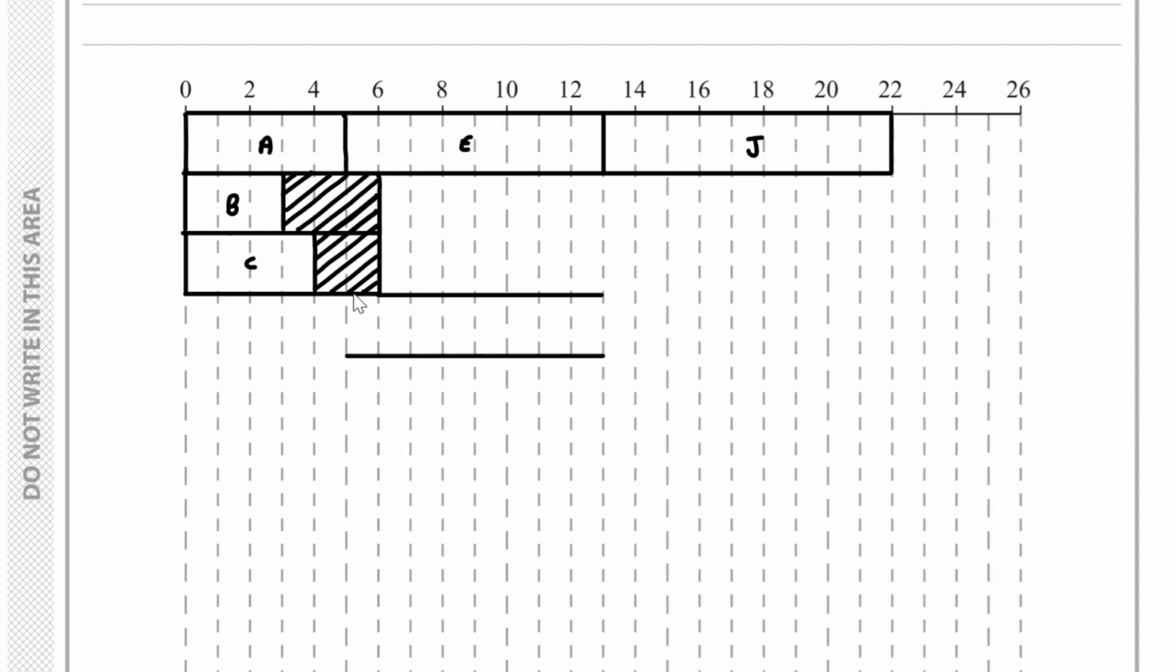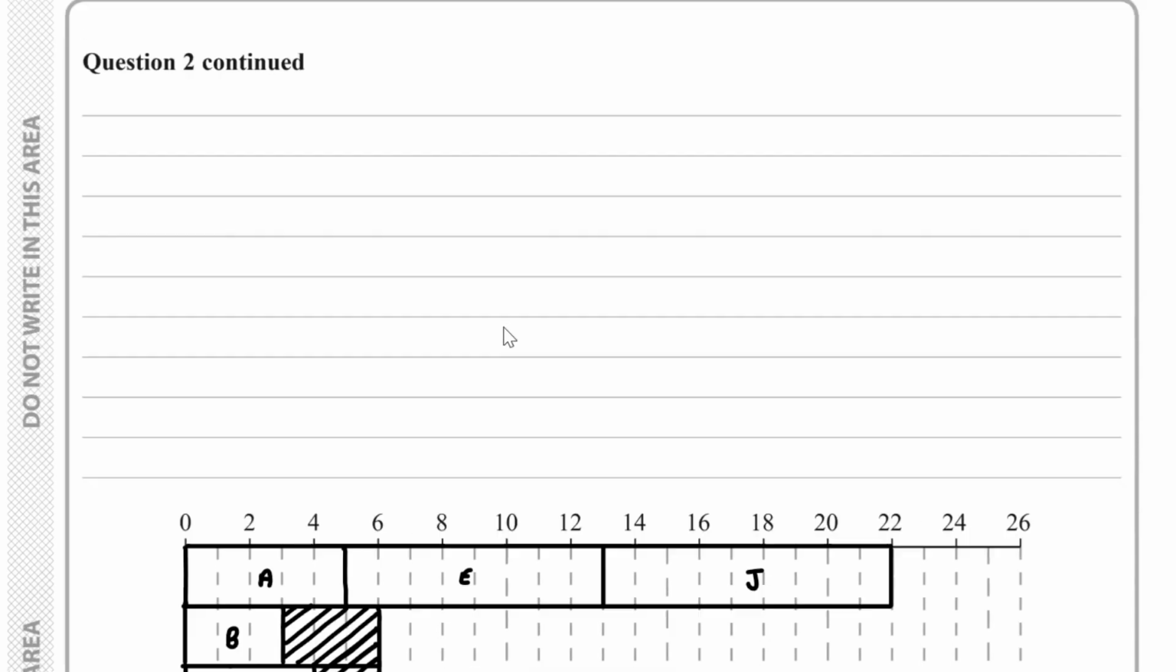And let's add on the vertical line. And we know D has got a duration of 6, so that takes us up to 11, which is over here, and this bit will be the float. Okay, so here we've got D.